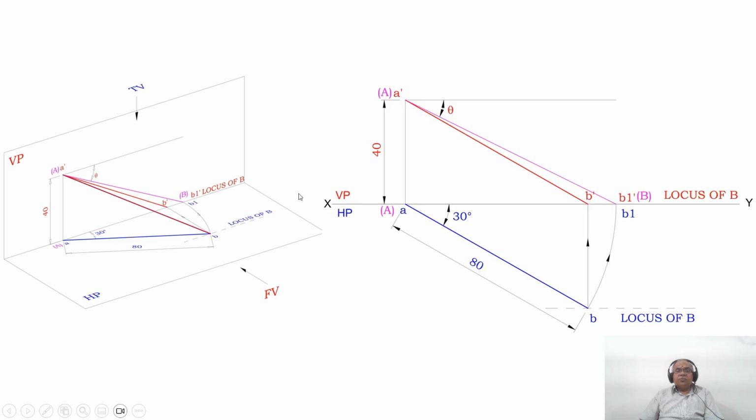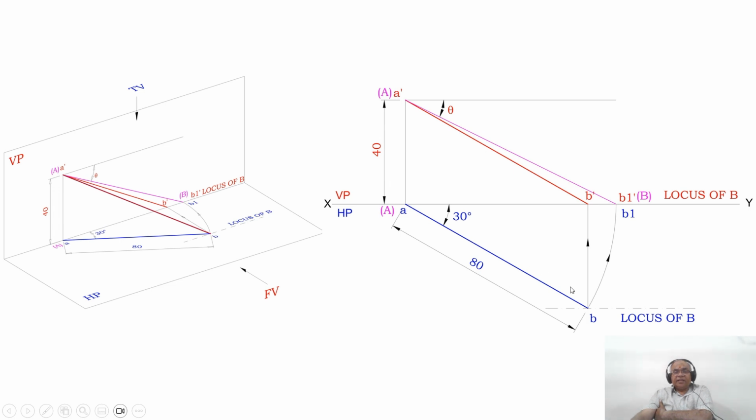Now the next thing is how to draw this manually. I want to find out the front view in true length. Since I want the front view in true length, obviously the top view line should be parallel to XY. Which is the top view line? AB is the top view line. A is on VP. Since A is on VP, B should also be on VP only.